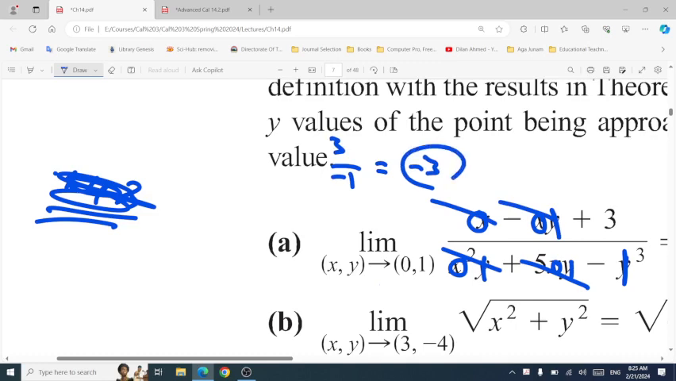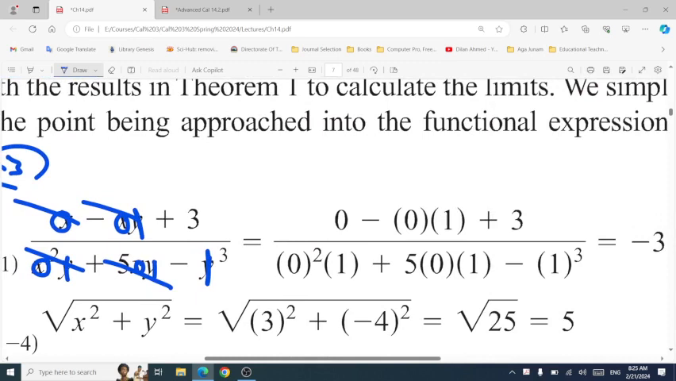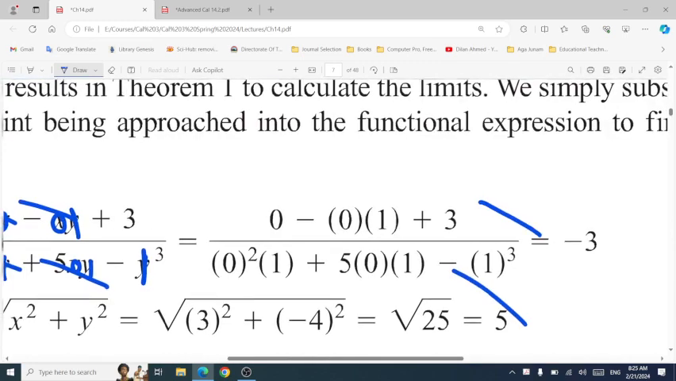Shall I repeat the first example? No? How about the second one? 3 squared minus 4 squared, 25. Am I right? 5. Did you get any problem? No. So, here we are. Clear, dears? Good.